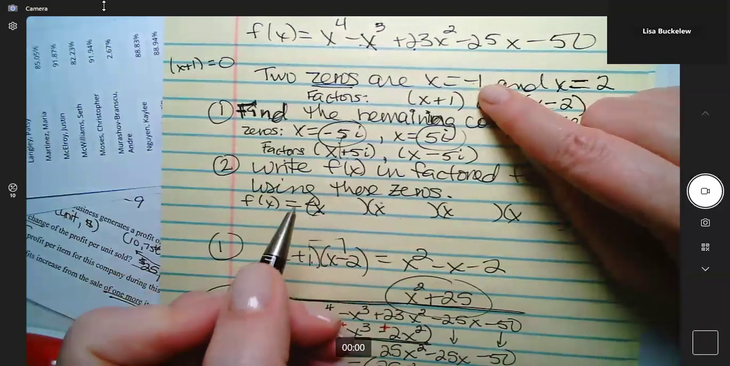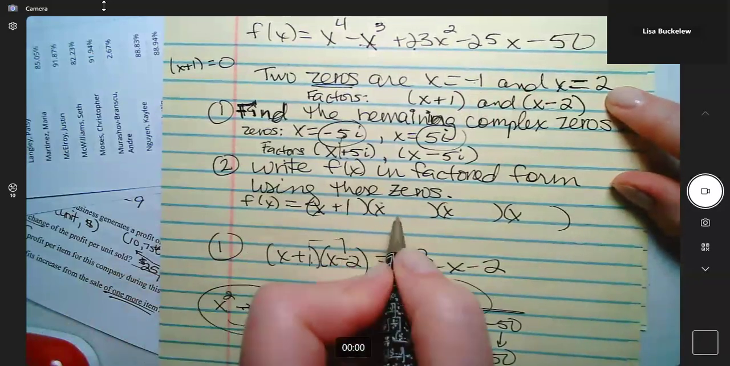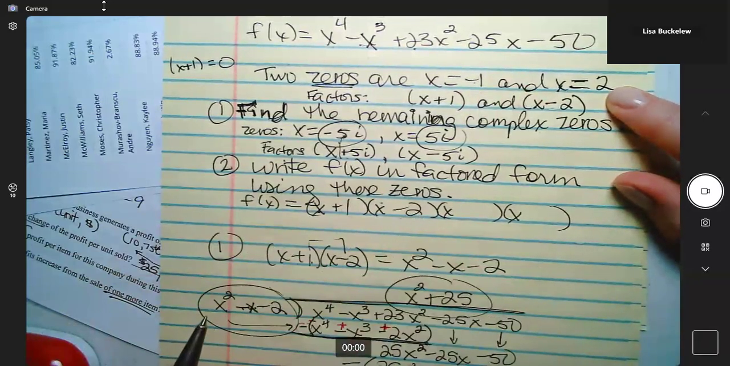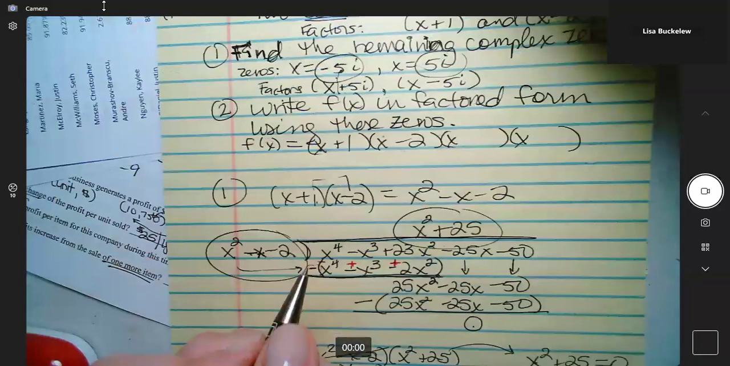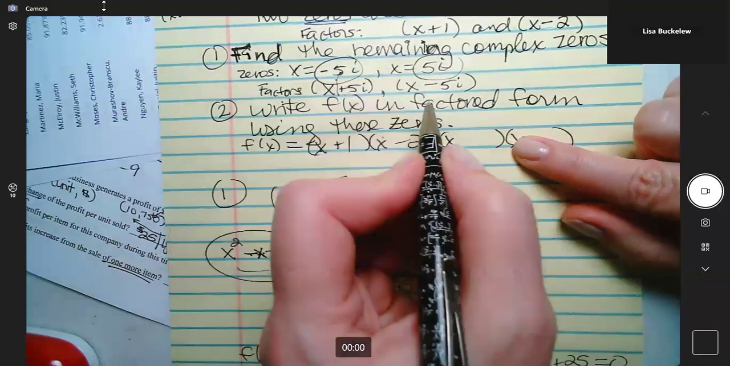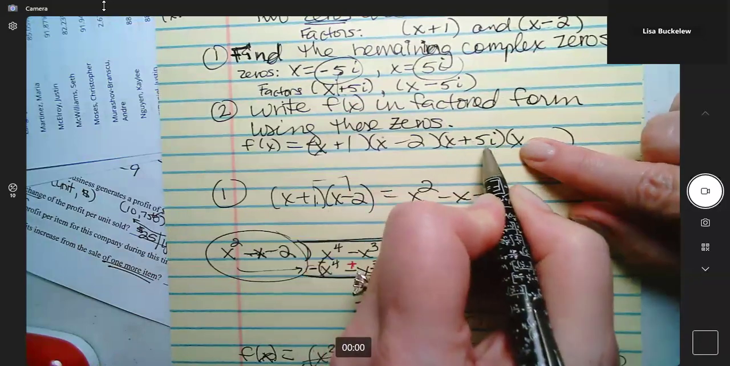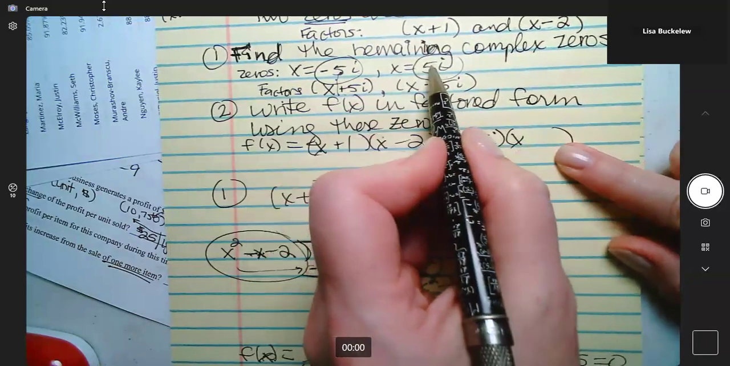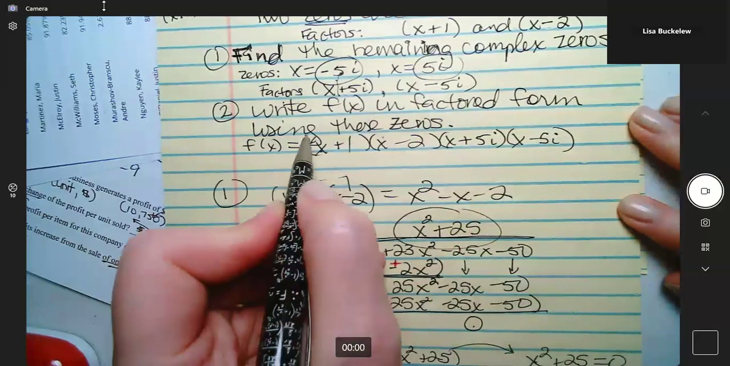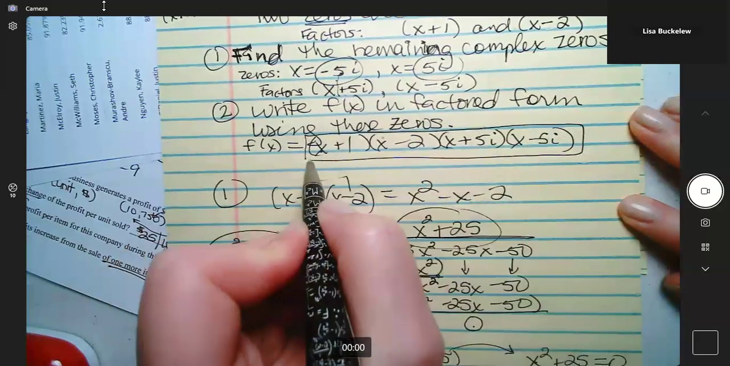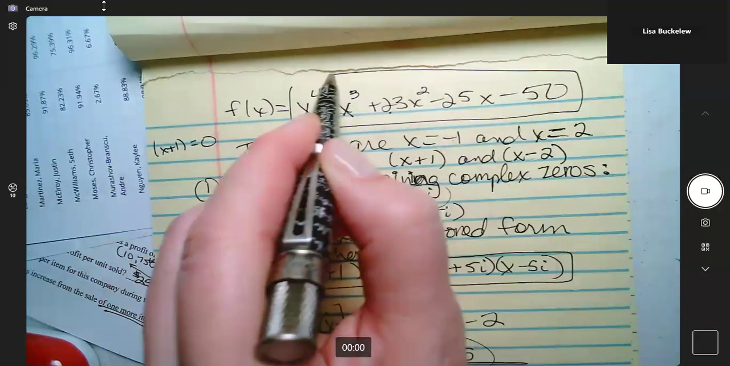Okay, so if they told us a 0, great. So negative 1 means x plus 1 is a factor. If the 0 is positive 2, x minus 2 is the next factor. We did all of this to come up with our last two factors, or zeros, negative and positive 5i. So negative 5i was the next 0, so x plus 5i would be the third factor. And then if we say positive 5i was a 0, then x minus 5i would be the remaining. So this is the same as this expression, but it's just all broken down into factors.